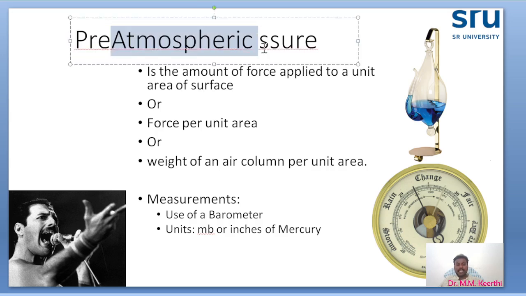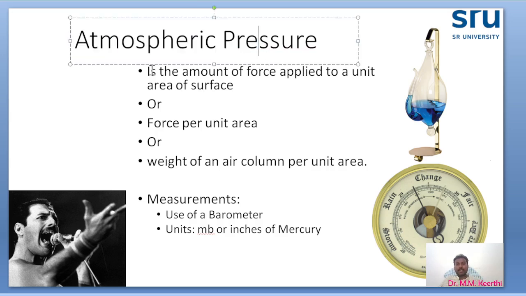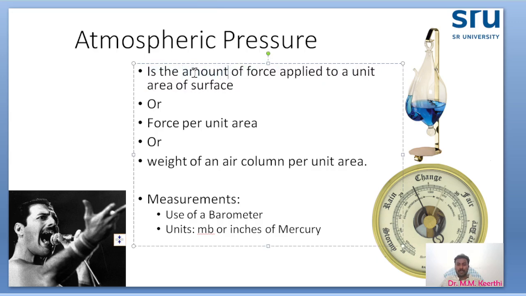And the second thing is atmospheric pressure. There are different definitions. Pressure is nothing but the amount of force applied on a unit area of a surface. That is called atmospheric pressure, or otherwise, how much force per unit area, or how much weight of the air column is present in a unit area. That is called atmospheric pressure.